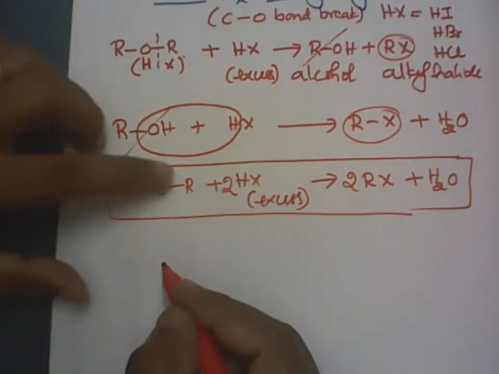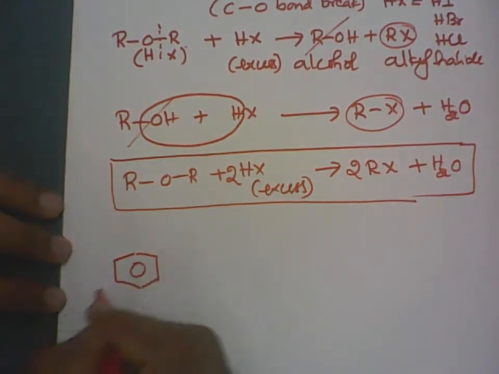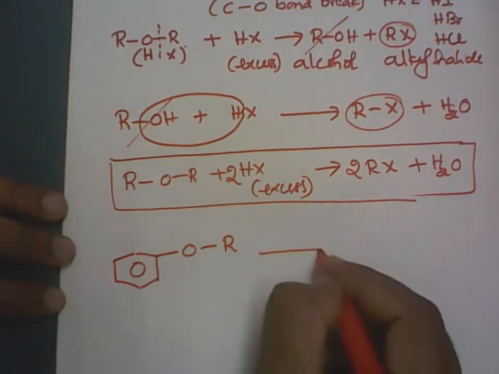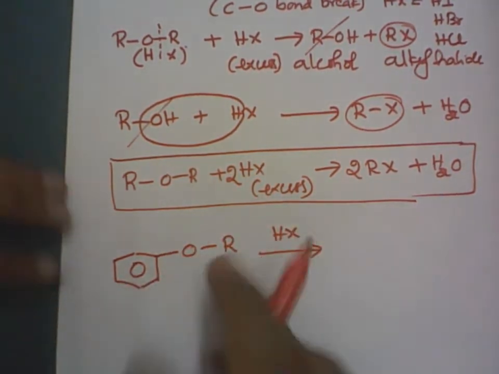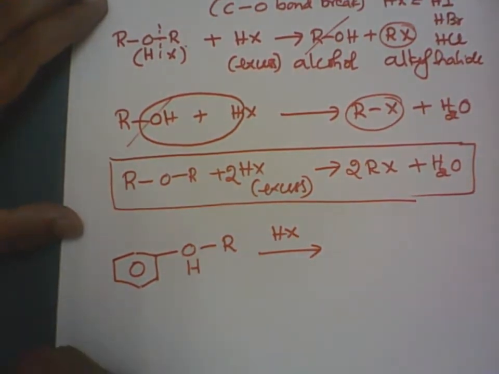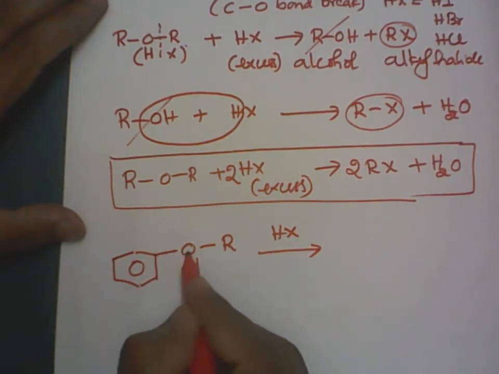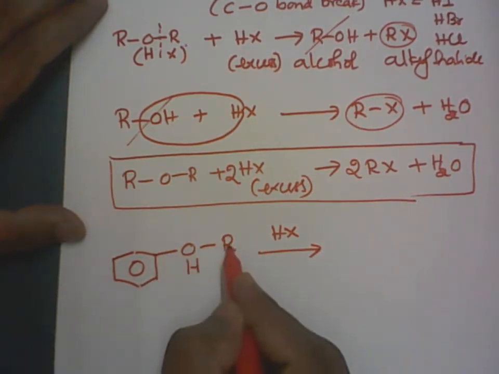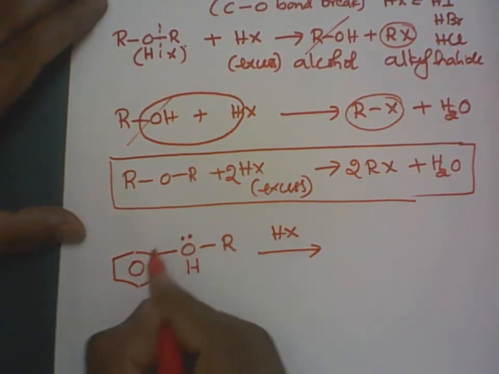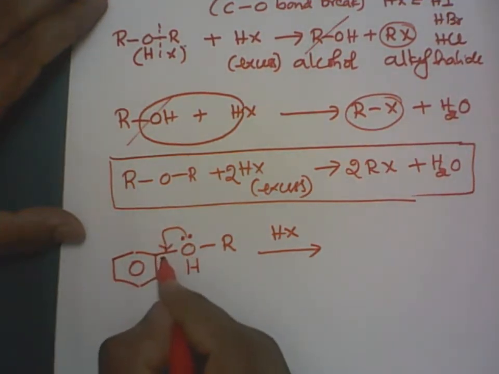Now this is for the general aliphatic groups. Suppose one of the groups is benzene attached to the oxygen, and the other is attached to the R, and it reacts with the hydrogen halide. Let me take 1:1 ratio. Remember, hydrogen should always go with the oxygen. Now which bond breaks? Is it the benzene-oxygen bond, or the oxygen-alkyl group bond? Remember, whenever oxygen is directly attached to benzene, it can undergo resonance.